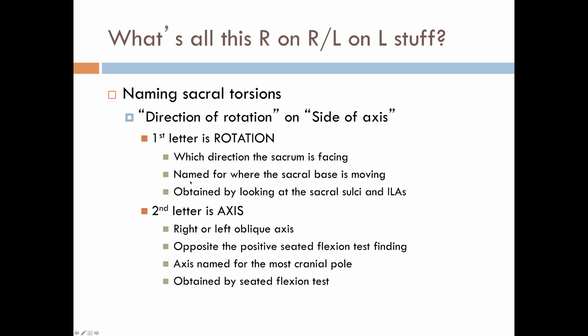So we're talking about first where the sacrum is facing. That we will determine by looking at what the sacral sulci and ILAs are doing. As far as determining the axis, which will be right or left oblique, that will be opposite the positive seated flexion test. So we'll see a couple of examples of this in a moment.